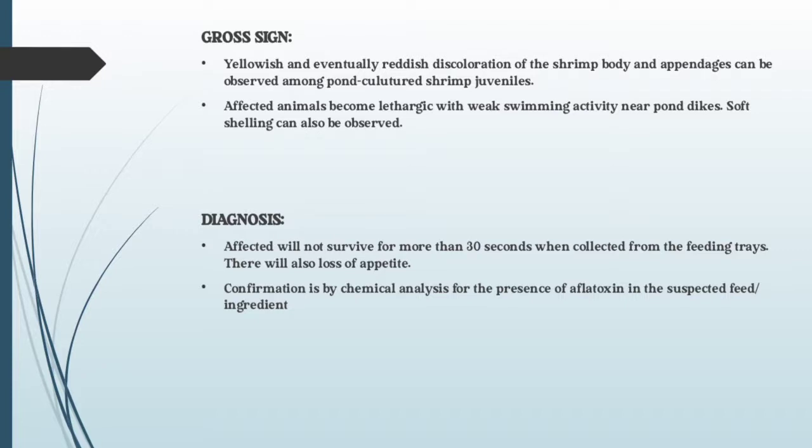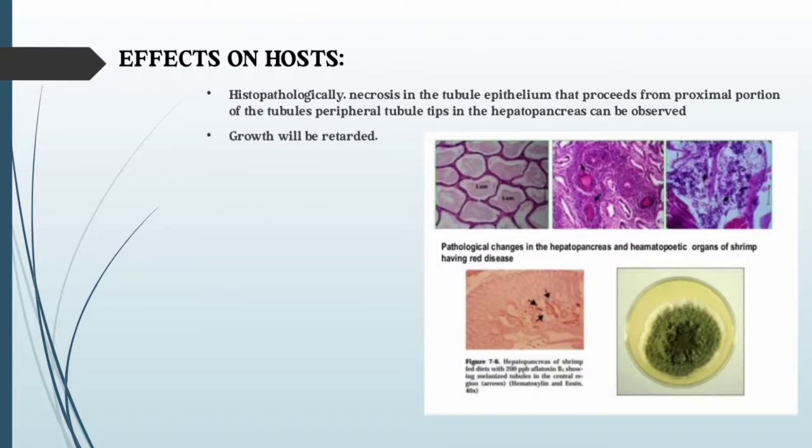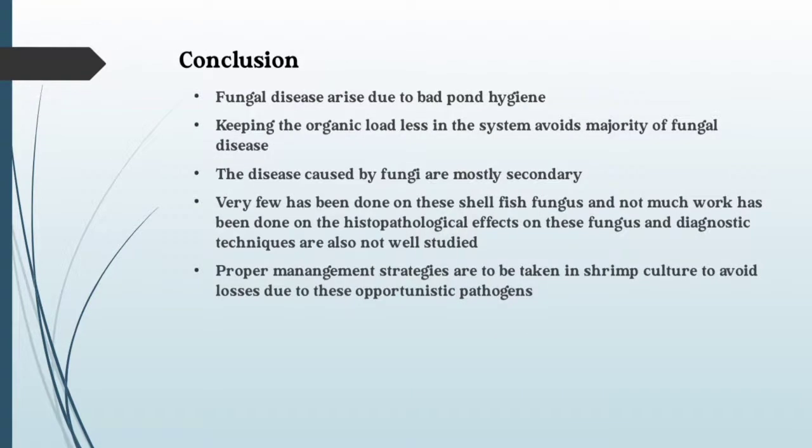Diagnosis: affected shrimp will not survive for more than 30 seconds when collected from the feeding trays. There will also be loss of appetite. Confirmation is by chemical analysis. Effects on host: histologically, necrosis in the tubule epithelium that progresses from the proximal portion of the tubule to the peripheral tubule. Tips in the hepatopancreas can be observed.